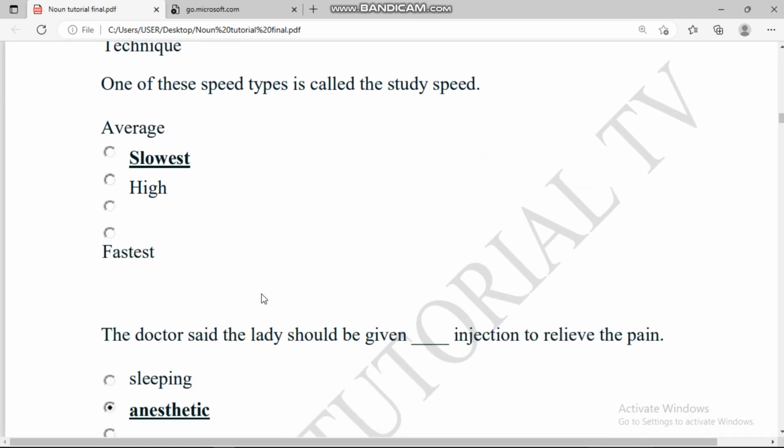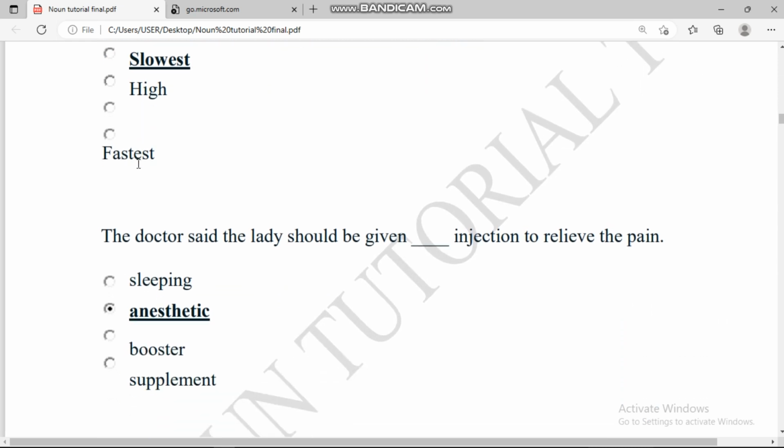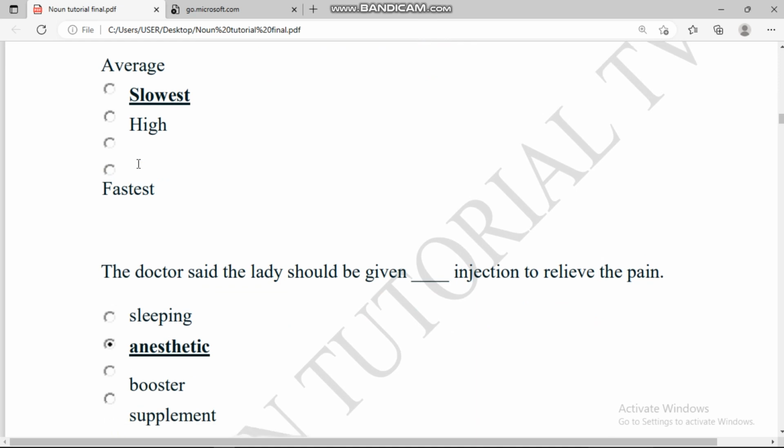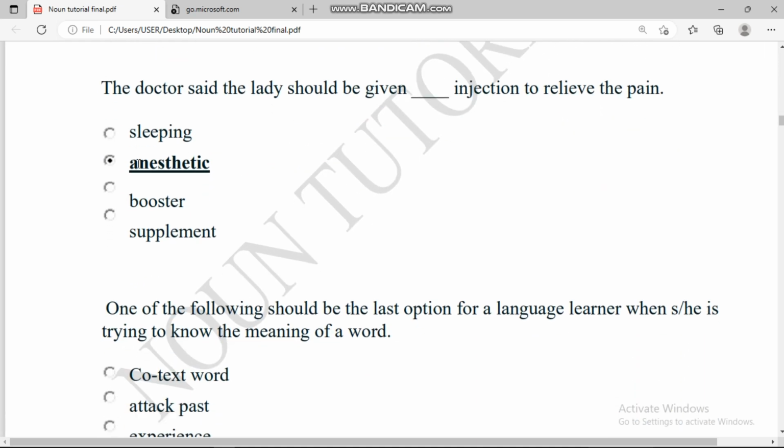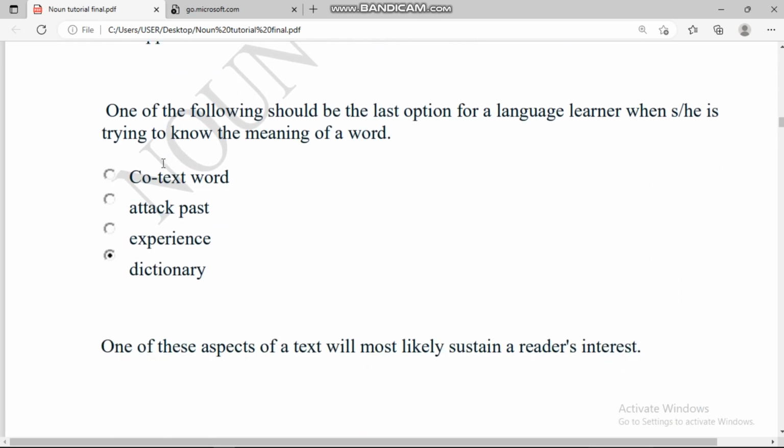One of these speed types is called the study speed. Slowest. You use slowest for study. If you want to study, don't use high or fastest. The doctor said the lady should be given a dash injection to relieve the pain. Anesthetic. Anesthetic relieves pain. Okay.